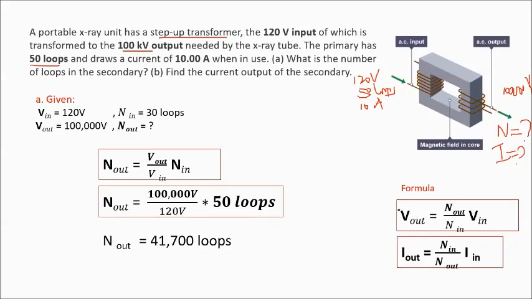Okay? So, recall lang natin yung formula. Ito yung formula for V and formula ng I. Since N out ang hinahanap, then manipulate niyo, simplify lang niyo ang formula. That N out is equal to V out over V in, and then multiplied by N in. Next thing is to substitute all values, and then use your calculator. Take note na makakancel itong volts, giving us unit na number of loops.